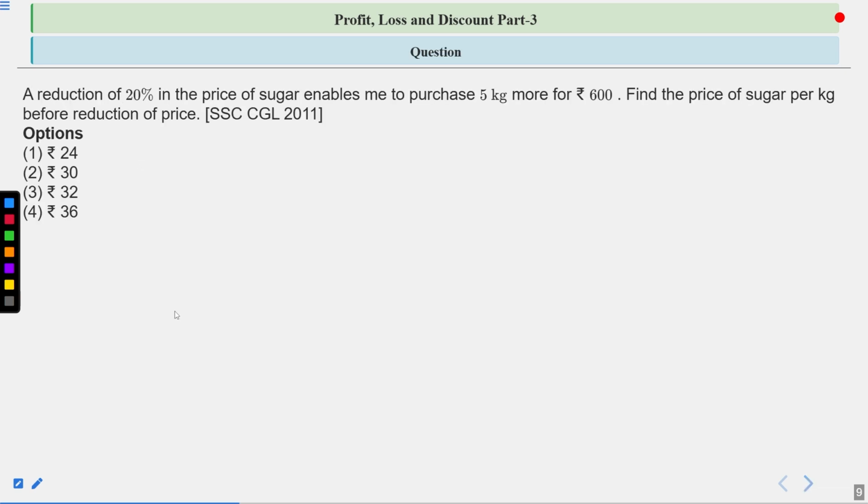A reduction of 20% in the price of sugar enables me to purchase 5 kg more for 600 rupees. Find the price of sugar per kg before the reduction of the price. This question was asked in the SSC CGL 2011 exam. There are four options. First one is 24 rupees, second is 30 rupees, third is 32 rupees, and fourth is 36 rupees. Now you have 10 seconds to analyze the question. Your time starts now.